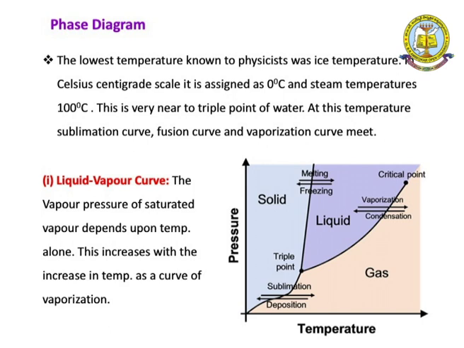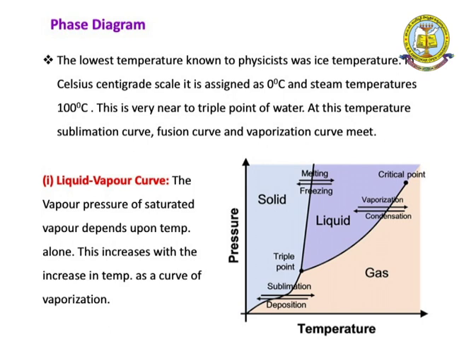What is low temperature? What is known to the physicist is the ice temperature, that is 0 degrees centigrade. The steam temperature is 100 degrees centigrade, which is very near to the triple point of water. At this temperature, the sublimation curve, fusion curve and vaporization curve meet.